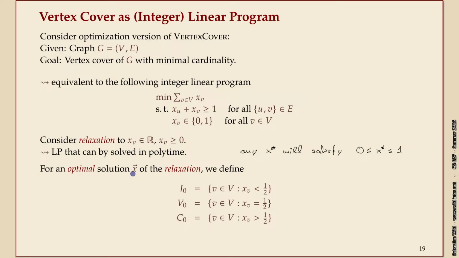Whatever this optimal solution will be, I have to change that. Imagine that's a bold x instead of x with an arrow. Whatever that solution will be, we can define 3 sets of vertices now, depending on what value their variable has. There might be some that have exactly value 1/2 in the optimal solution, and those are in this set V0. And the other 2 are either below 1/2 or above 1/2.